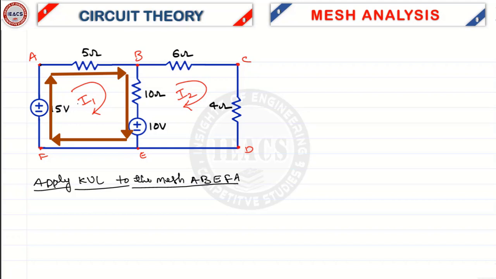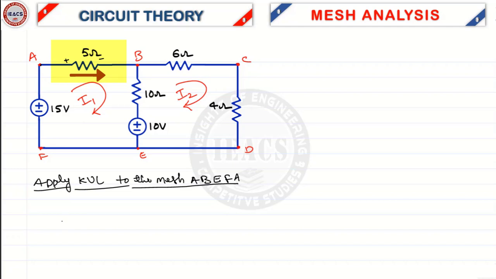Because our mesh current is assumed in this clockwise direction, I am traveling this mesh in the same direction. So I will start at point A. From A to B there is a resistor of 5 ohms. The current is flowing from A to B, so this will be at higher potential and this will be at lower potential according to this current.